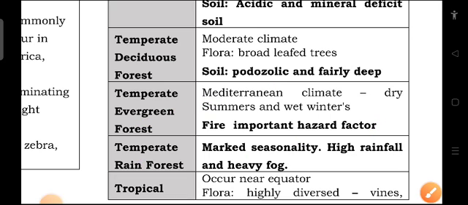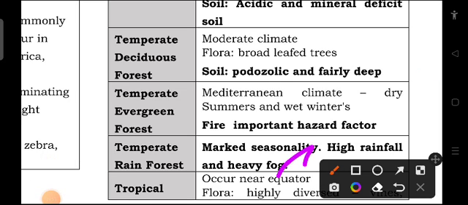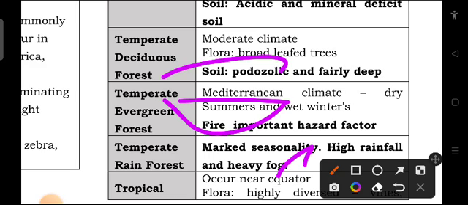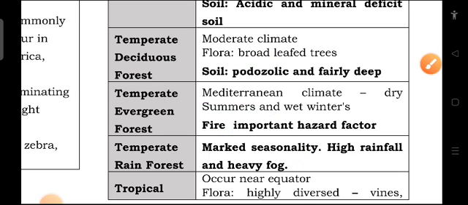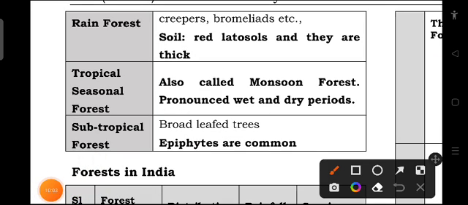The next type is tropical. It occurs near the equator, of course, as we saw. The flora is highly diverse, with vines. So this one is tropical rainforest. We also have creepers and bromeliads. The type of soil in tropical rainforest is red latosols and they are thick.